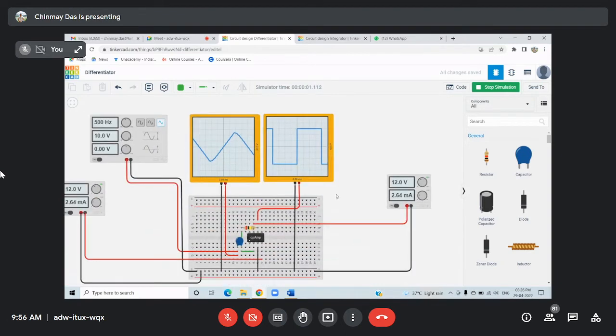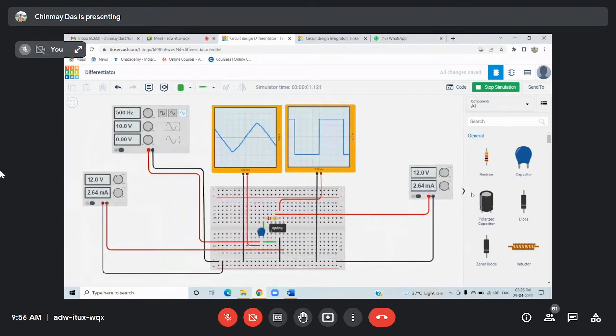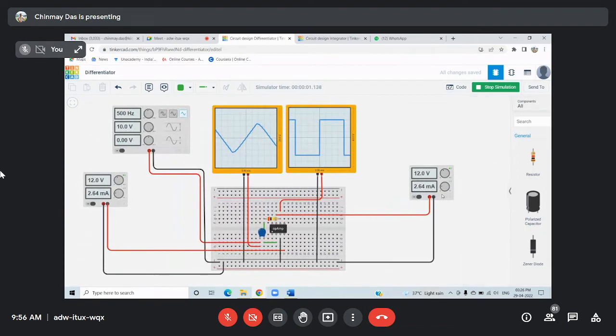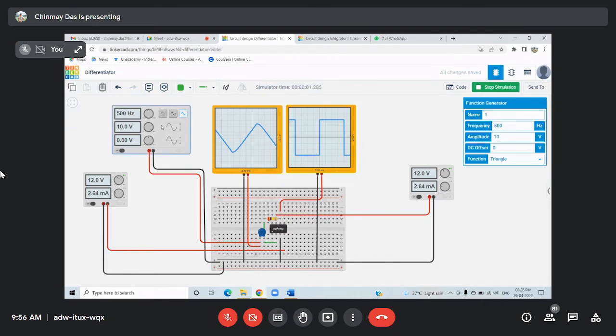So all of you take a screenshot of this connection, and also note down the values. This is for the differentiator. Take the screenshot. Capacitance value is 0.01 microfarad, this resistor is 200 kilo ohm, this is 12 volt, and the input is 500 hertz. The amplitude I have set to 10 volt and a triangular waveform.